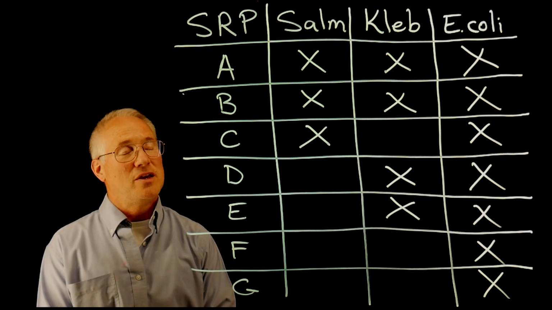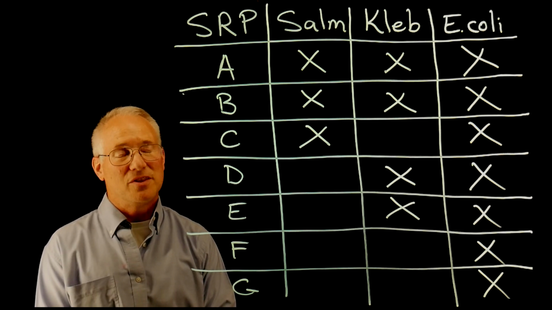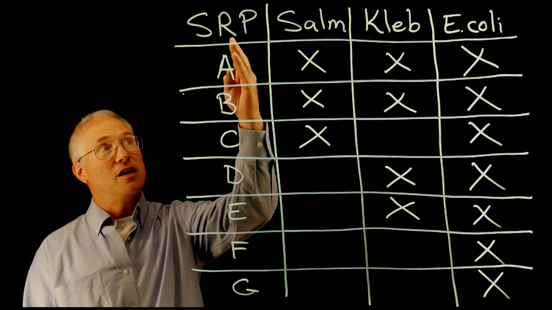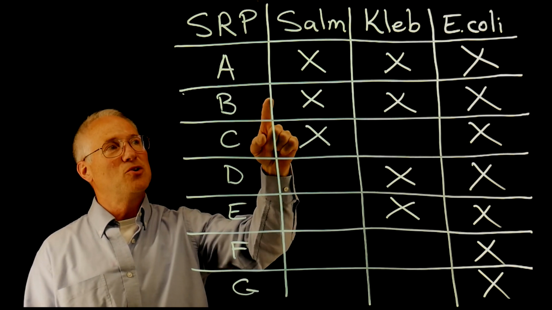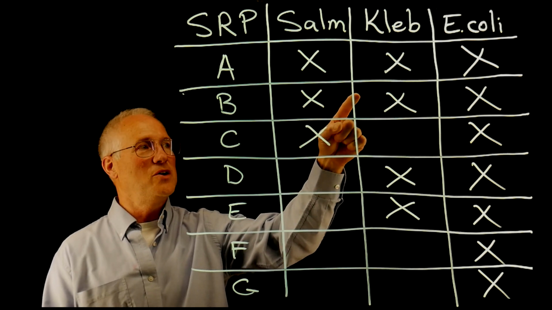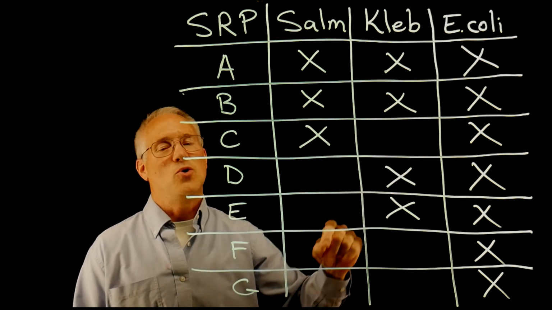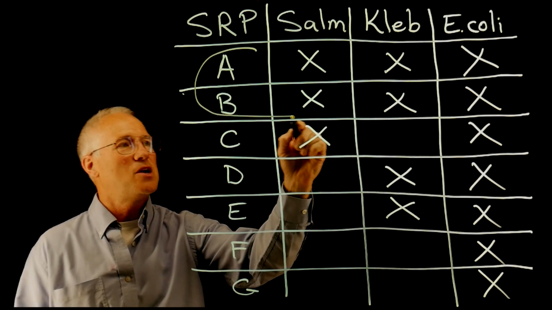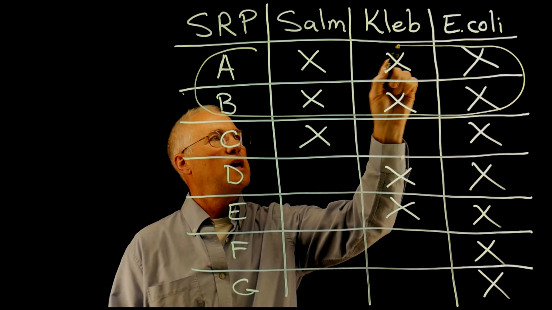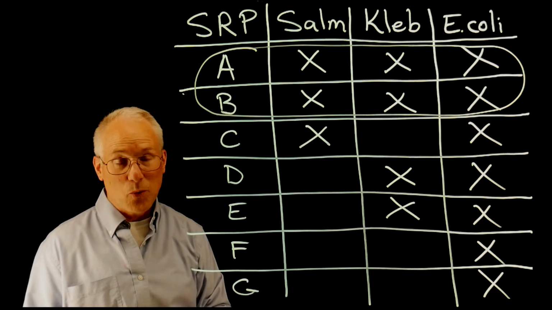Another thing we learned is the air valve principle, the commonality, that SRP-B, for example, is identical whether it comes from a Salmonella or a Klebsiella or an E. coli. And that means if you have the right SRPs in the mix, it really doesn't matter which bacteria they came from.